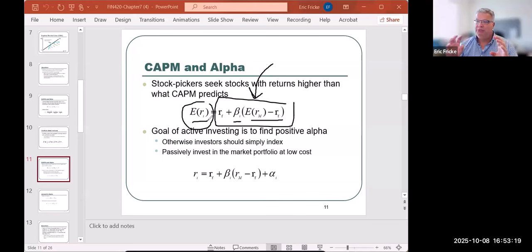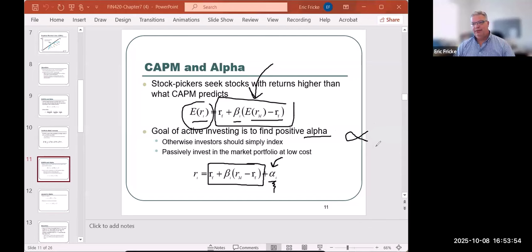So if you want to be judged by CAPM, we're going to take into account the beta of your portfolio. And that's what CAPM does. And if you're able to get a return that's different, hopefully higher than what CAPM predicts, we have a special name for that extra return that you get. It's called alpha. And if you're a good stock picker, this Greek letter alpha, right here, it looks kind of like this. And we call that alpha.